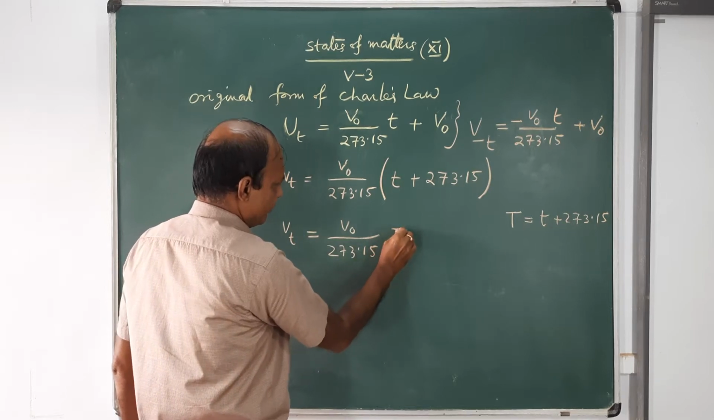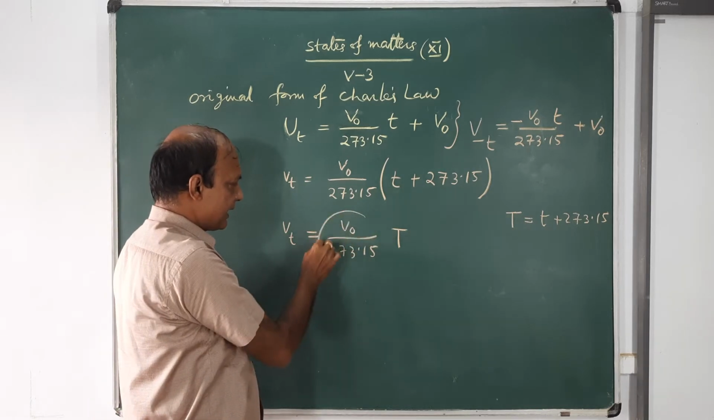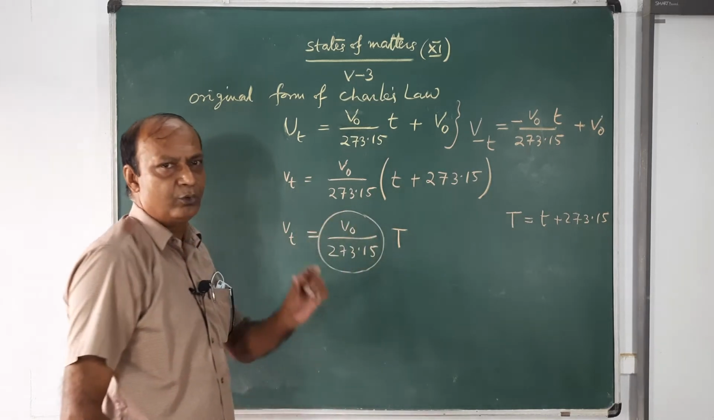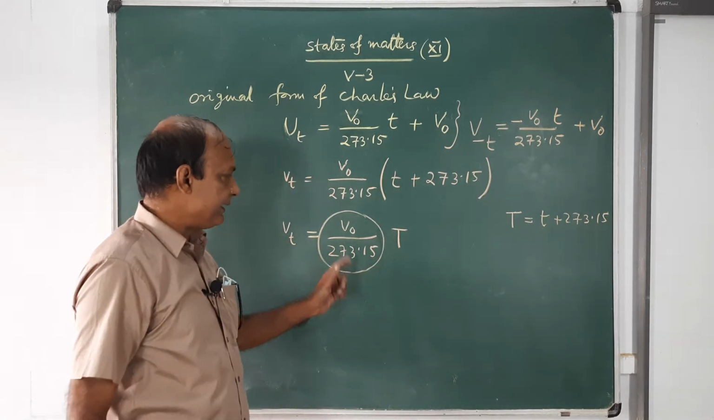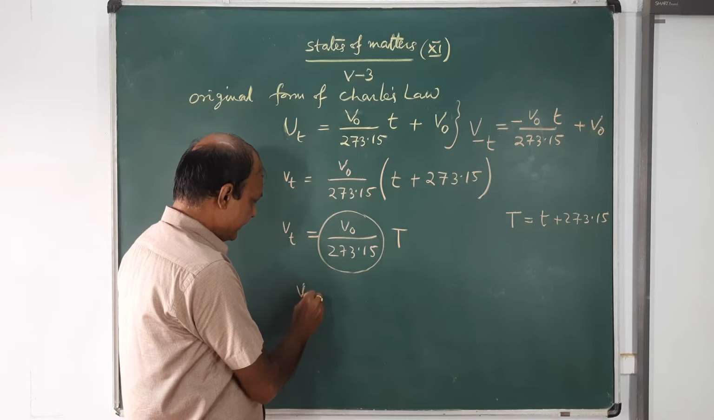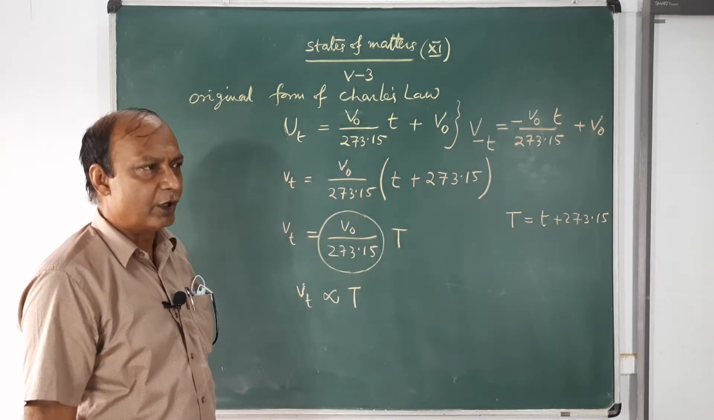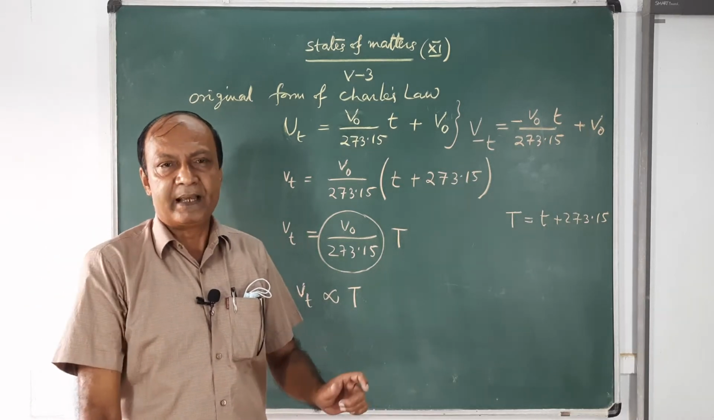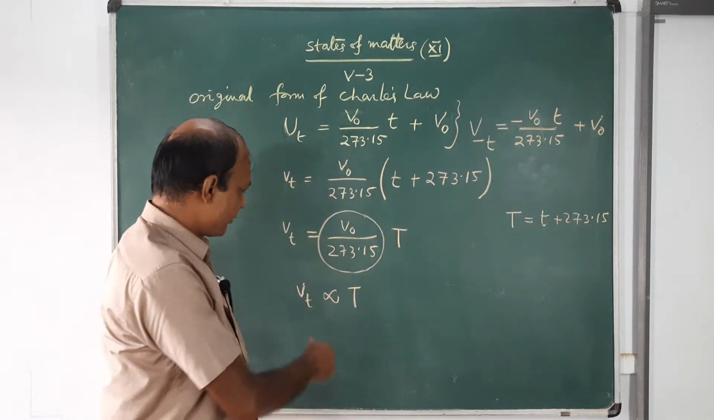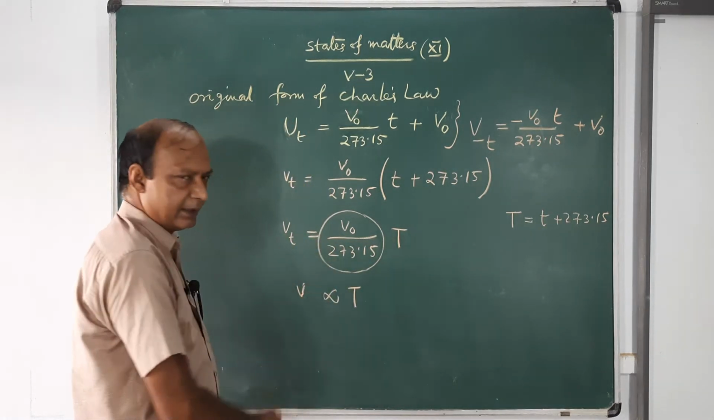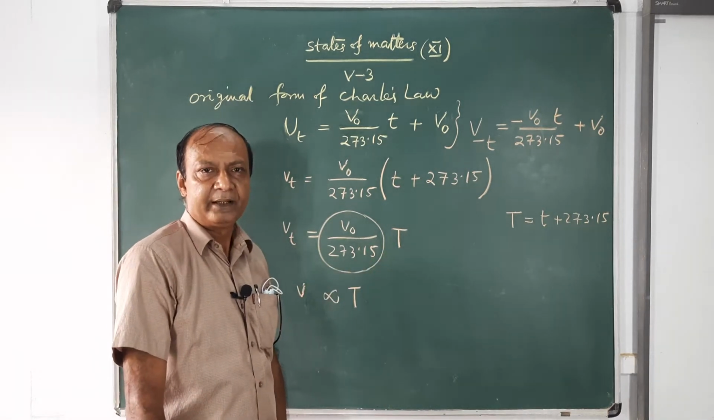So, see, that means the volume of any amount of gas at 0 degree centigrade under constant pressure is a constant quantity. Therefore, you can write that Vt is directly proportional to the Kelvin temperature. So, volume of a gas is directly proportional to its Kelvin temperature. You can drop the subscript from here. Volume of the gas is directly proportional to its Kelvin temperature.